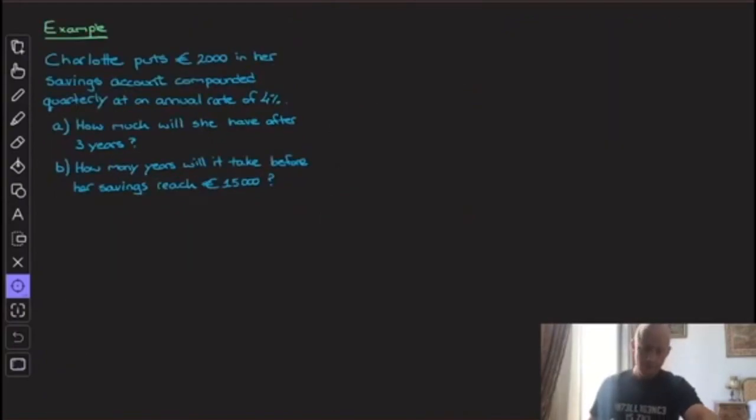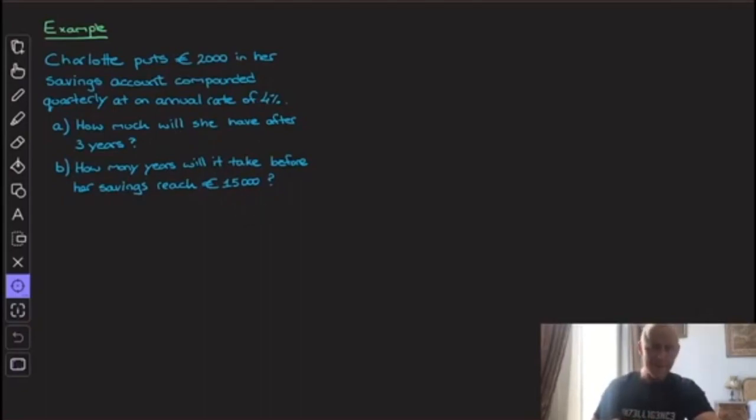Okay. Now, in this example, we're told Charlotte puts 2,000 euros aside in her savings account, and it's compounded quarterly at an annual rate of 4%. We're again asked exactly the same questions. A, how much will she have after 3 years? And B, how many years will it take before her savings reach 15,000 euros?